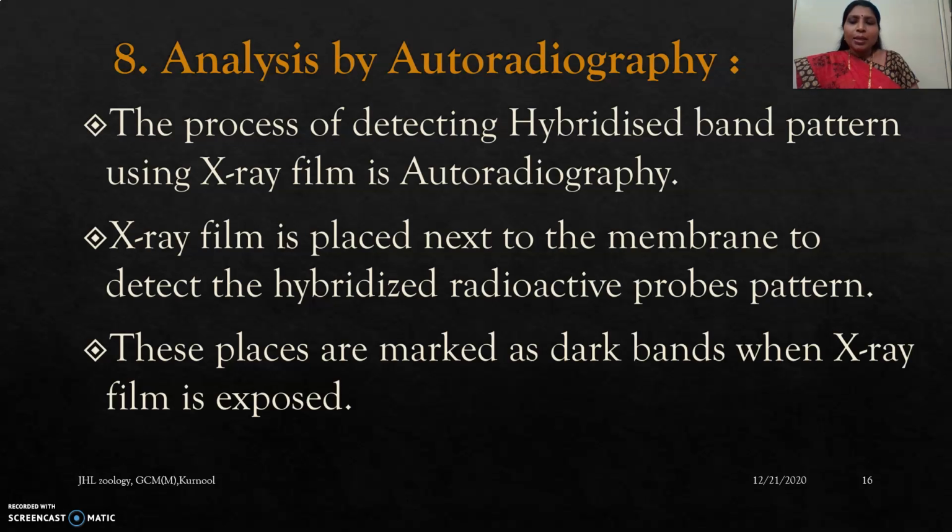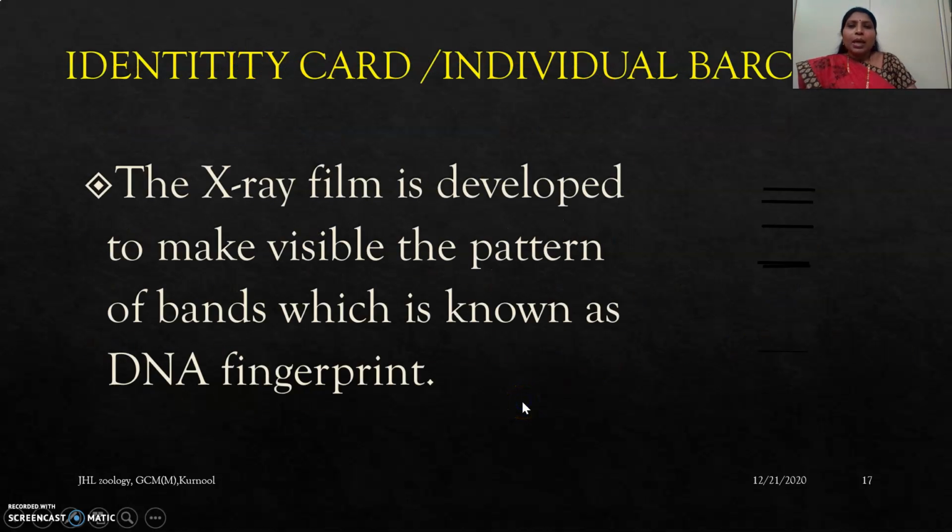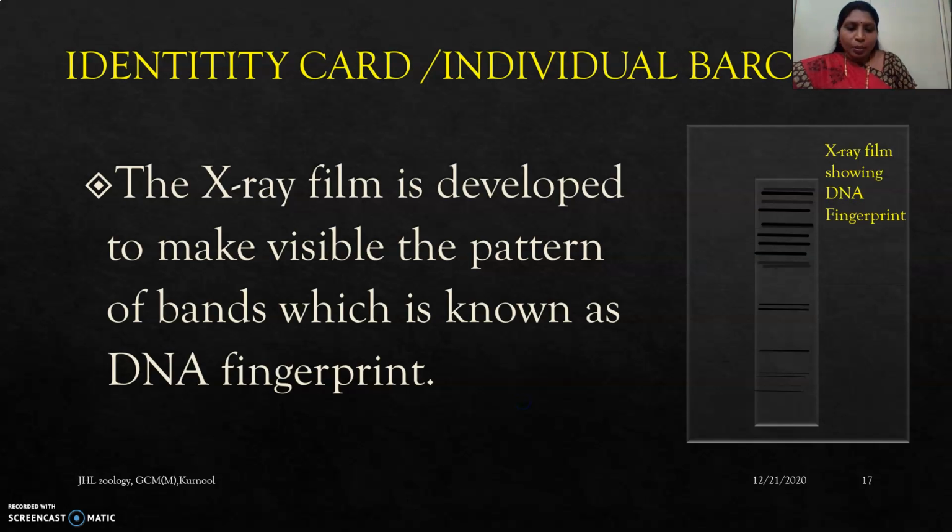The next is the last step, the analysis and interpretation of the DNA fingerprinting. The process of detecting the hybridized band pattern using X-ray film is called autoradiography. An X-ray film is placed next to the membrane to detect the hybridized radio-labeled probes, the radioactive probes. These hybridized places are marked as dark bands when the X-ray film is exposed. So the last step is the X-ray film is developed.